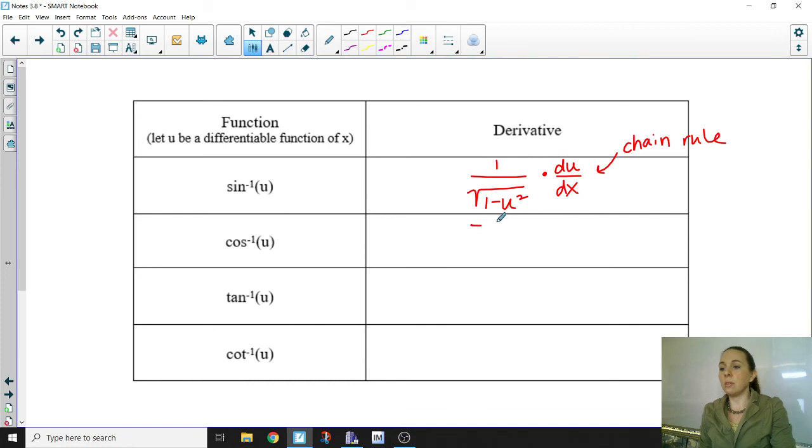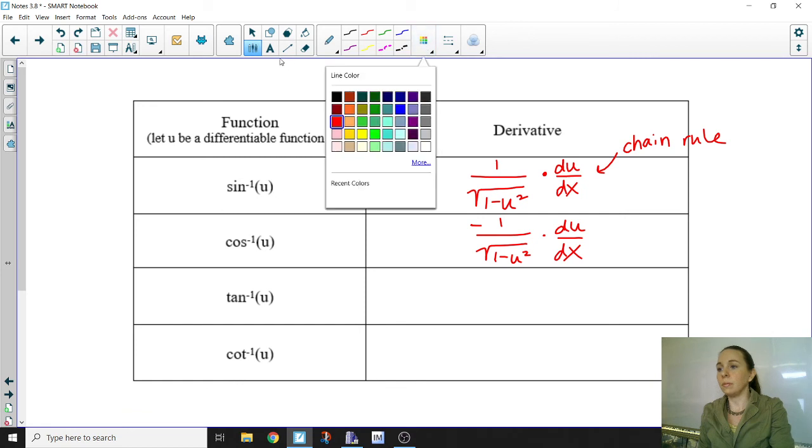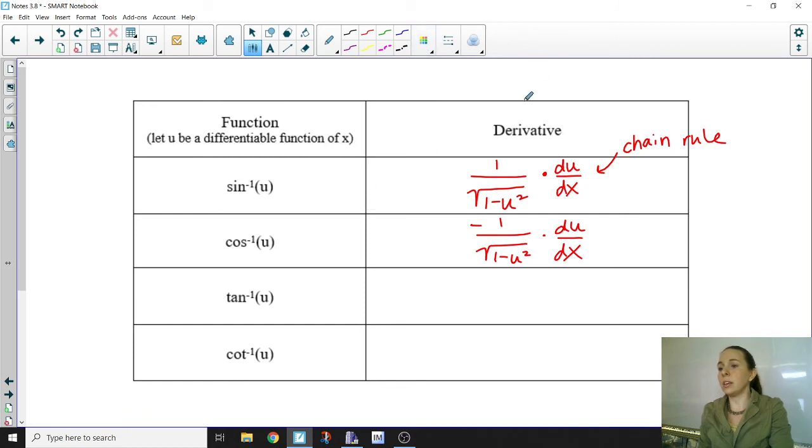Inverse cosine will be the same thing, only with a negative 1. Inverse tangent is 1 over 1 plus u squared times du over dx. And inverse cotangent is the same, only negative.